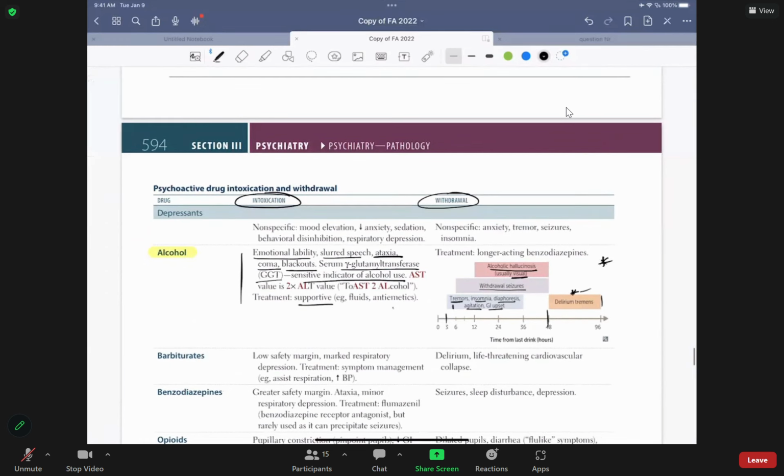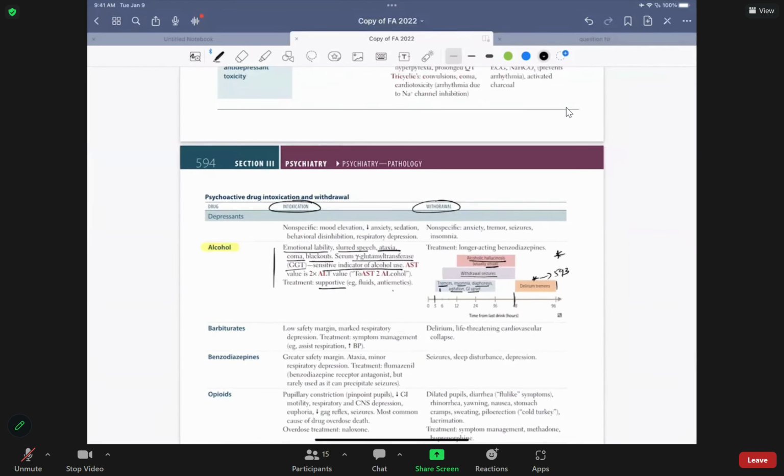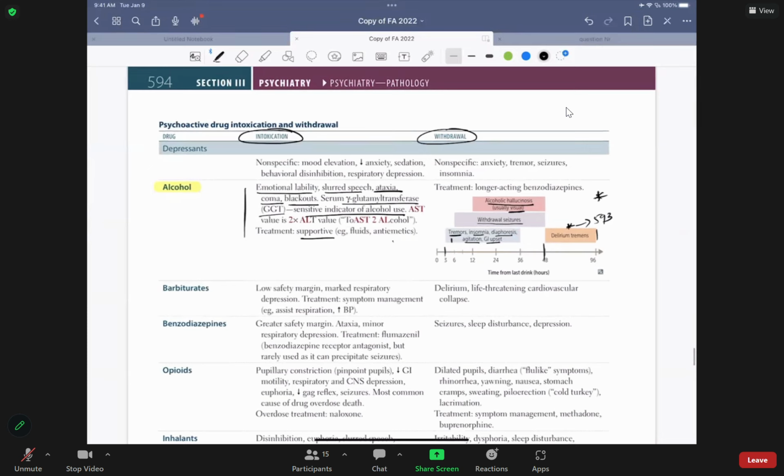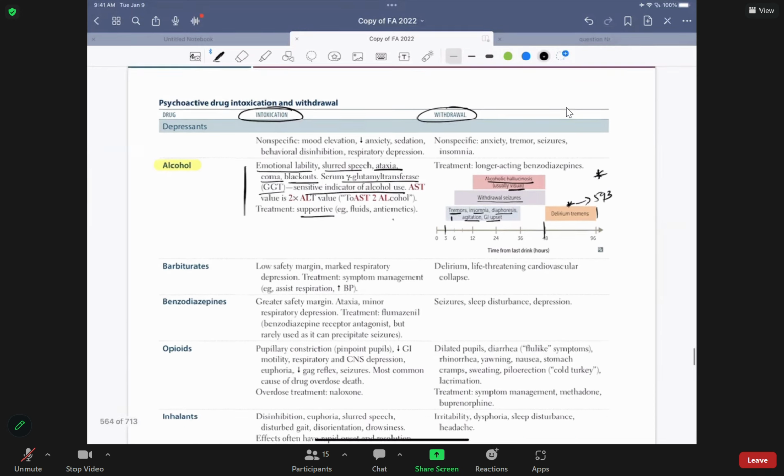I will put here 593 page. Every time you study this section, you go to the previous page and refer to the delirium tremens. What is delirium tremens? Are we clear with that, folks? So we know the symptoms of intoxication and we know the symptoms for withdrawal, folks, okay? Now, next.